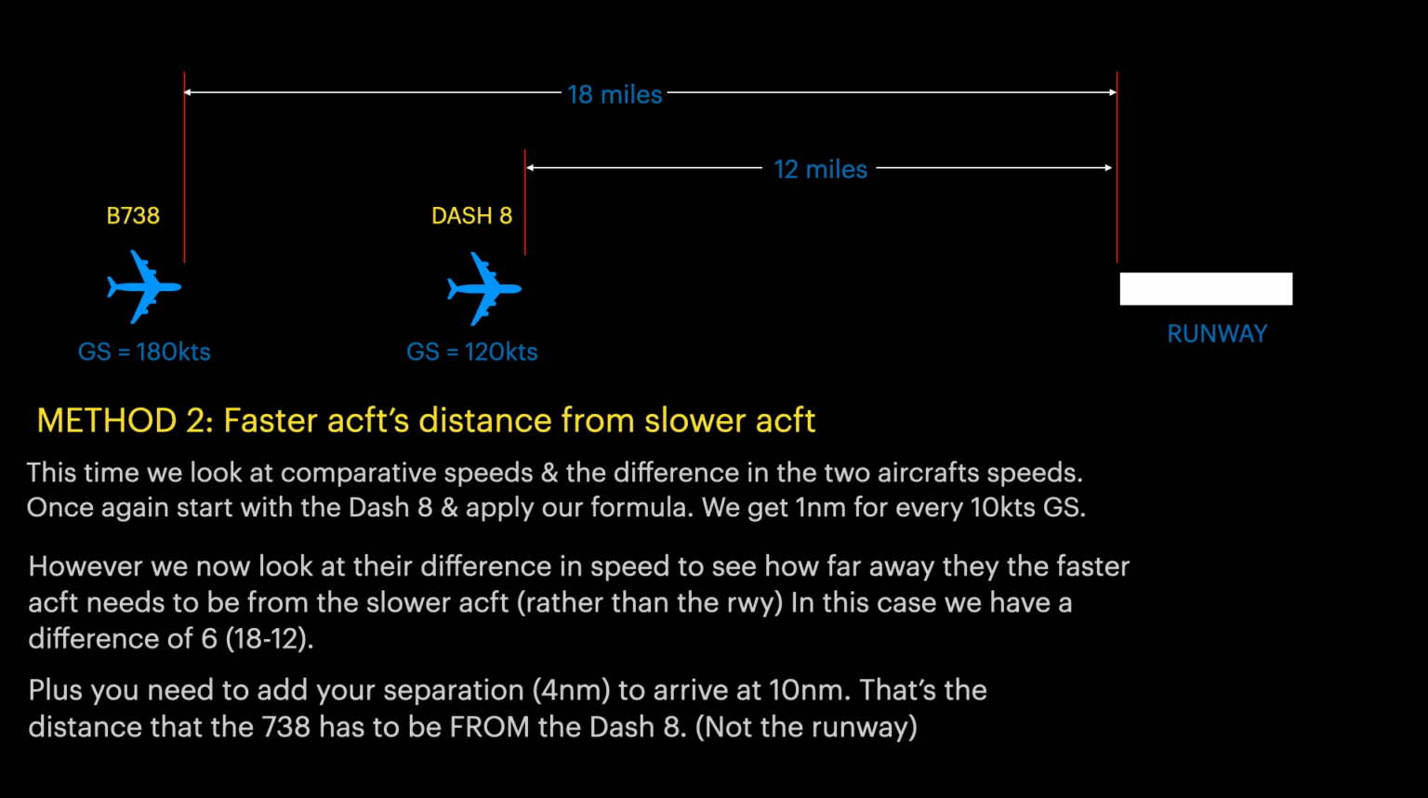Okay, so they're the two ways, the mathematics. If you look at the previous example, we said that the 737-800 had to be 22 nautical miles. Well, we worked out here that he has to be 10 nautical miles from the first aircraft. So if you add the 10 nautical miles plus the 12 nautical miles that the Dash 8 is from the airfield, you arrive at the 22 nautical miles, which we used in method number 1. So both methods arrive at the same answer, but you do it in different ways.